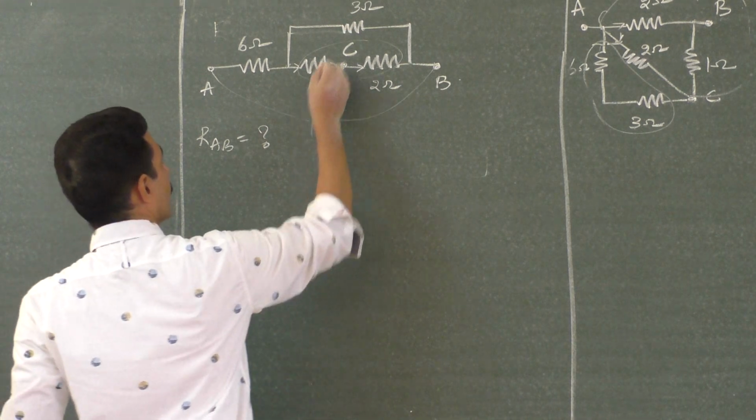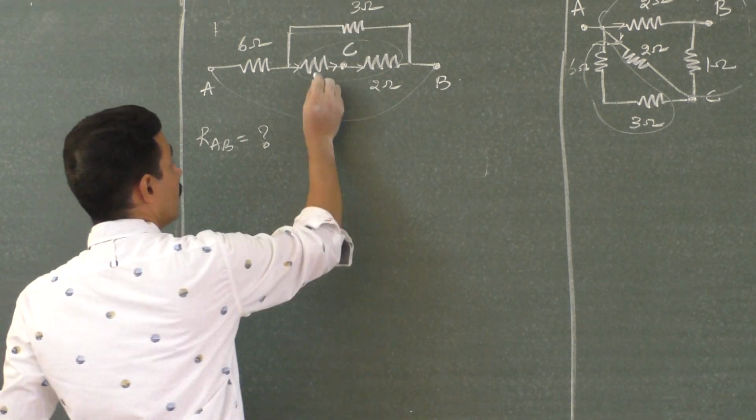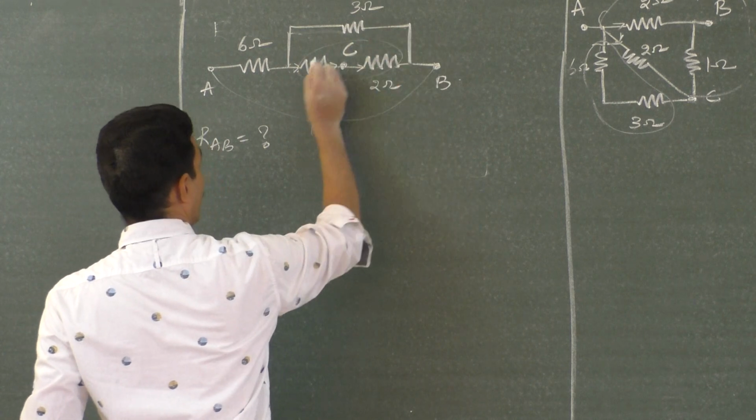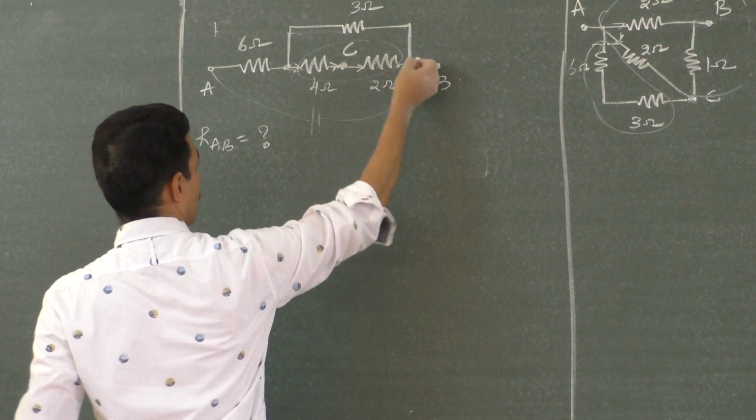Sir, why can't I treat 4 ohm and 3 ohm as parallel? No, the two ends of the 4 ohm are not connected to the two ends of the 3 ohm. One end is common, but what about this end? It is not common, so that is not possible.